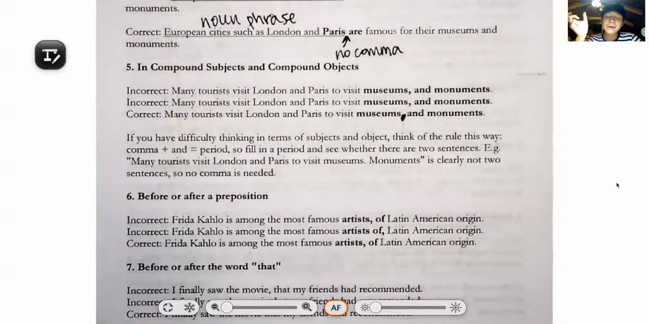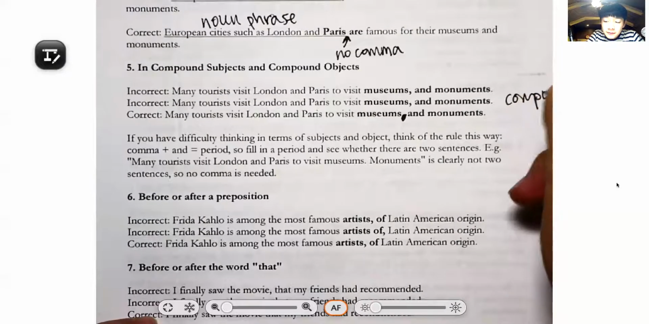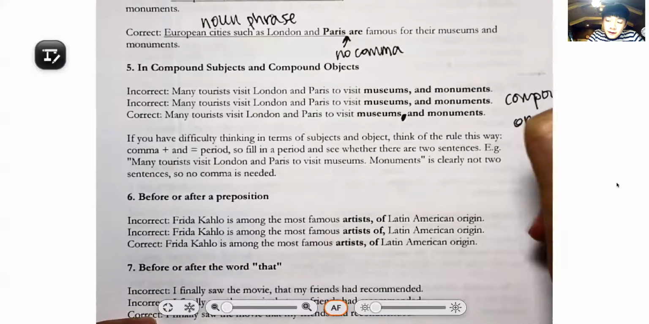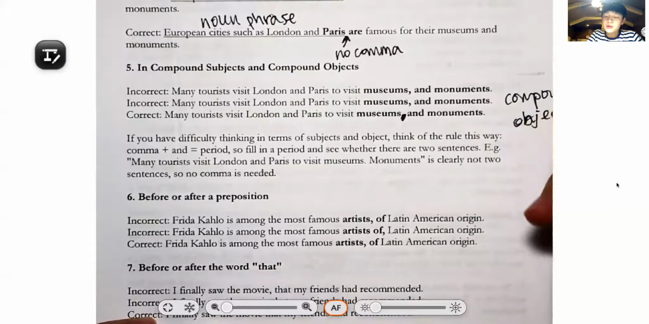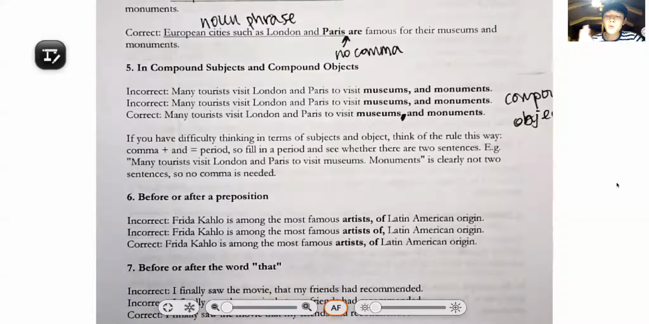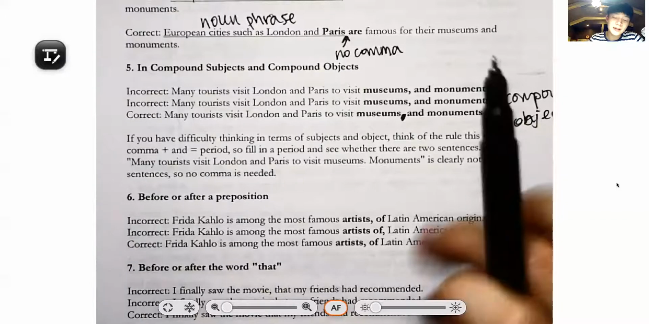In a compound subject or a compound object, in this case it's a compound object, you never put a comma in between two elements of it. Even if the "and" there is just there for a reason. You never put a comma there if there's only two elements there. So museums and monuments are just one. They're also meant to be together. They're one subject or one object there.